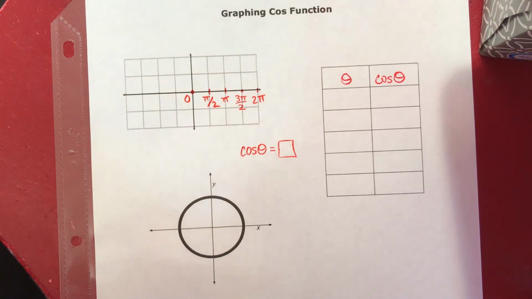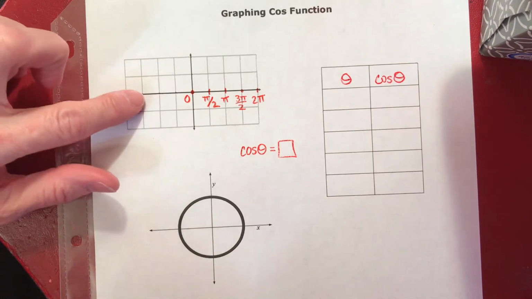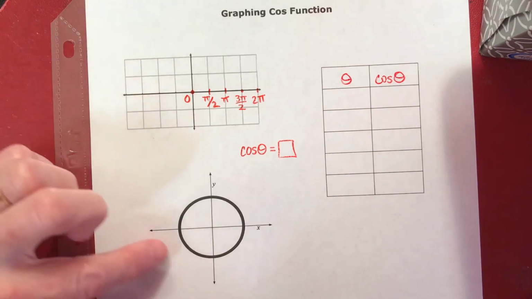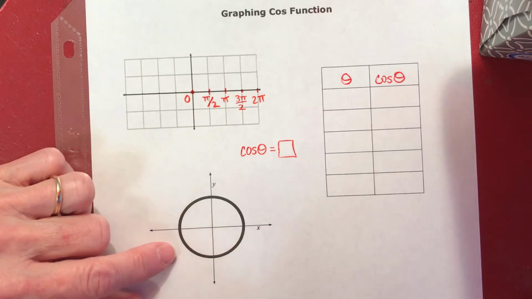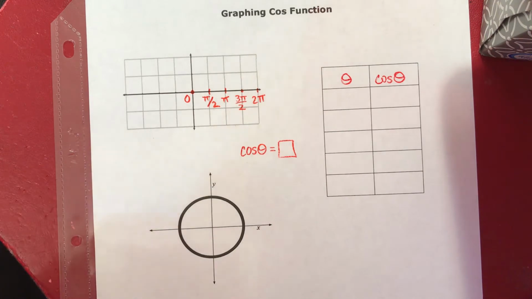Hello and welcome to this quick clip about graphing the cosine function. We'll graph this function here on this coordinate plane after we talk about the unit circle and make a little table. So let's start with the unit circle.